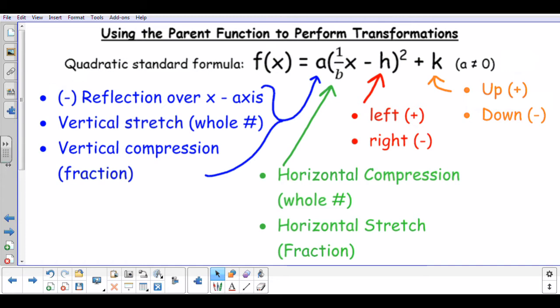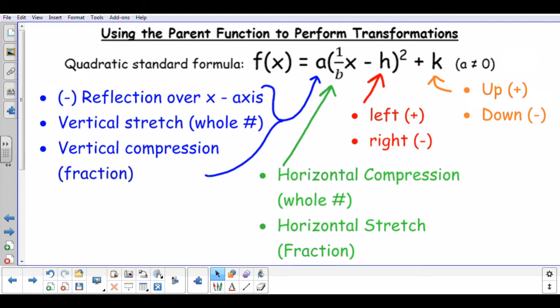So the a, if it is negative, is going to be a reflection over the x-axis. If it is a whole number or a number that is bigger than 1, then it's going to be a vertical stretch. And if it is a fraction between 0 and 1, it'll be a vertical compression. The 1 over b, those are our horizontal stretches and compressions.